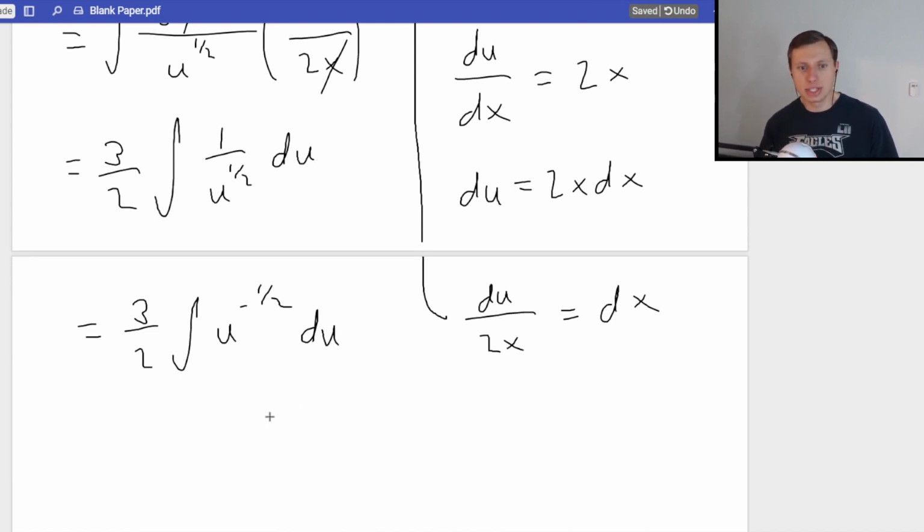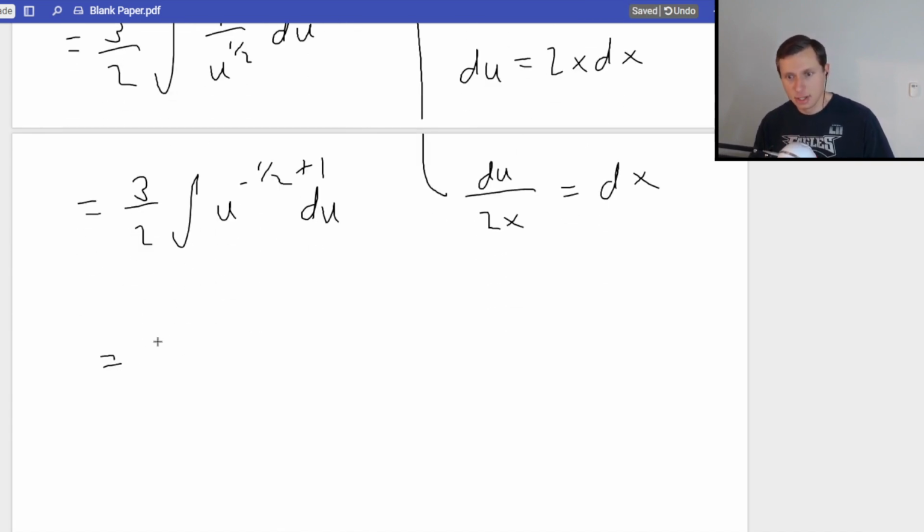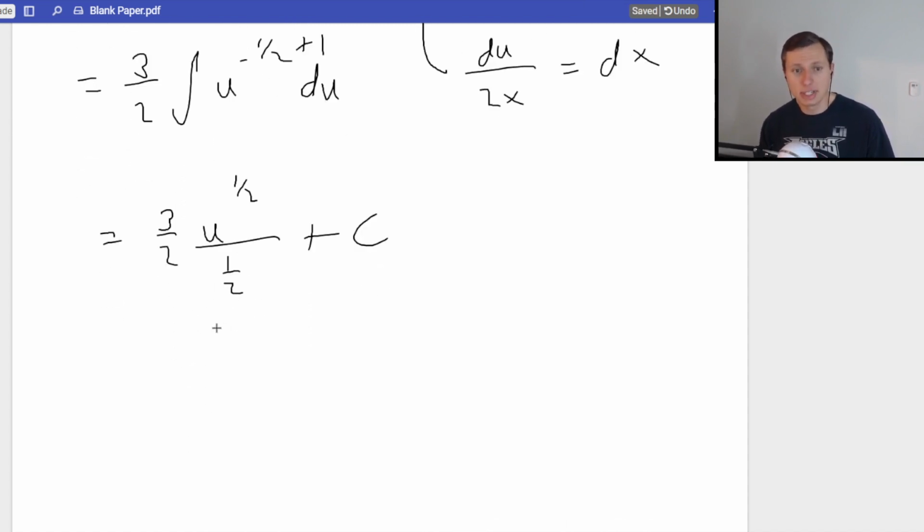Now this follows a not so simple but still possible power rule for antiderivatives. In other words, I'm going to add 1 to the power. Negative 1/2 plus 1 is now positive 1/2. So it's 3/2 times u to the positive 1/2 power divided by 1/2, plus c. You already know what I'm going to do, or at least hopefully you do. This 1/2 in the denominator I'm going to rewrite as 3/2 times 2 over 1.